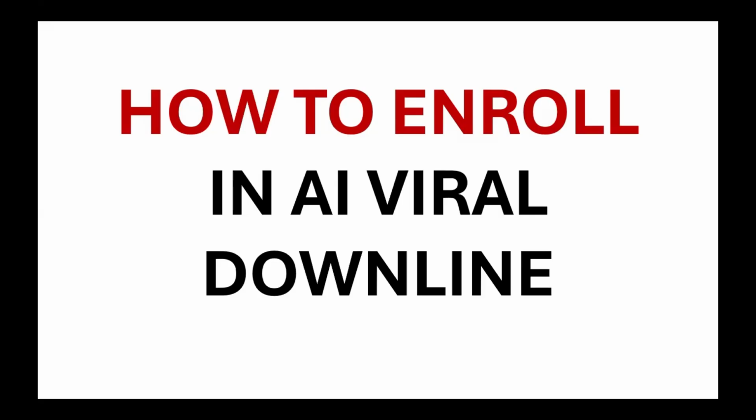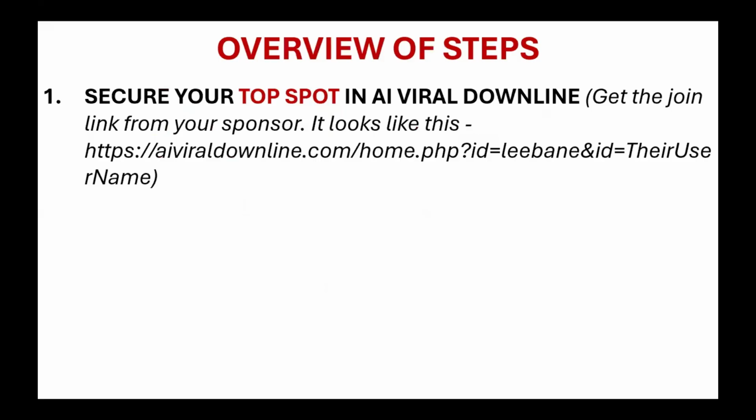All right. So, one of the big steps is to enroll in AI viral downline. Let's get the quick steps. First of all, the overview of the first step is to secure your top spot in AI viral downline. Now, what do I mean by top spot? Your first spot. Now, what you want to do is get this link from your sponsor that shared the $100 experience with you, or that shared the AI viral downline opportunity with you. And then you simply are going to follow these steps.